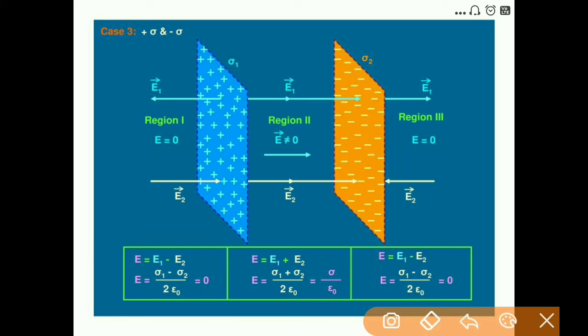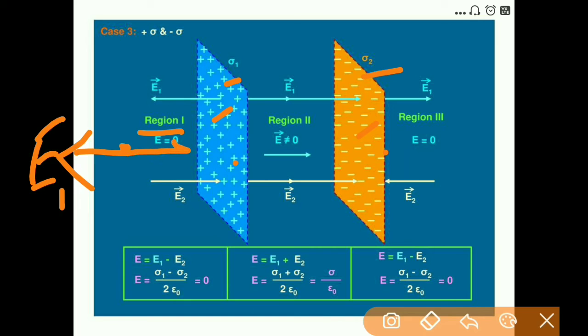Let us discuss another case where sigma 1 is a positive charge and sigma 2 is a negative charge. Here I am assuming the magnitudes of sigma 1 and sigma 2 are equal. First of all, what is the direction of the electric fields due to the individual sheets? When you keep the test charge here, because of the positive charge of plate 1, you get this side direction, this is E1. And because of the second plate, which is negative, it will attract the charge towards the plate. That will give you E2.